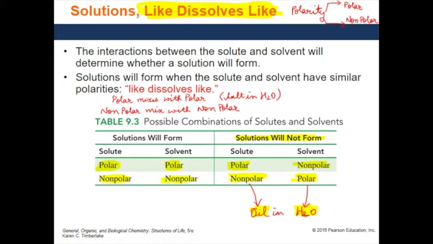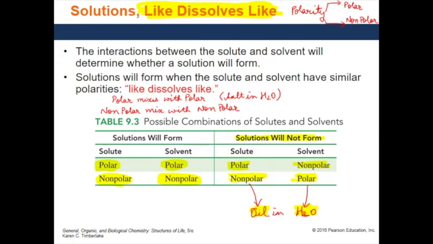Okay, for instance, if you take polar with polar, let's say a salt solution. Salt is a polar molecule, which is our solute. The solvent is water. Water is also a polar molecule. So polar and polar will make a solution. Non-polar and non-polar will also make a solution. For instance, if you take olive oil and mix it with grapeseed oil, both oils are non-polar, so they will mix with each other. That is an example of like dissolves like, and unlike molecules don't mix with each other.